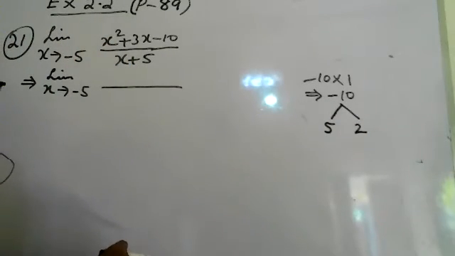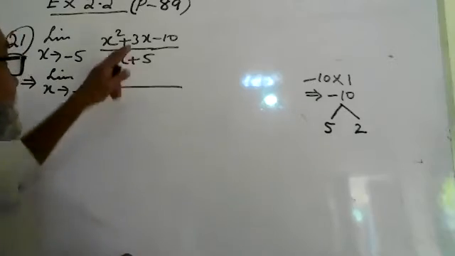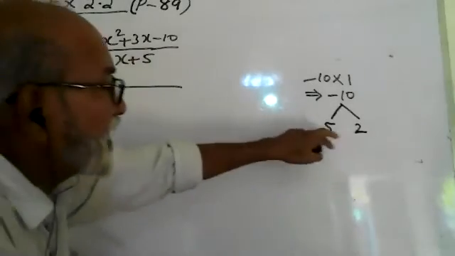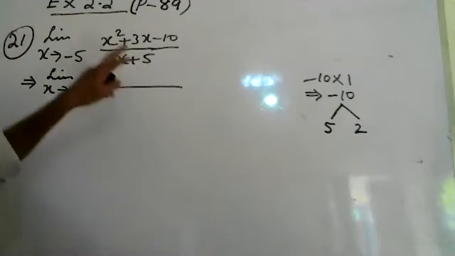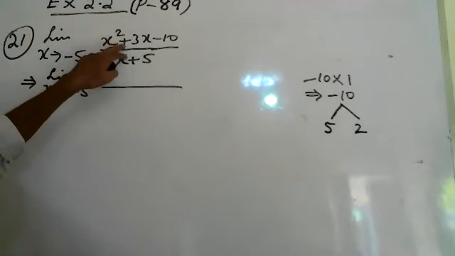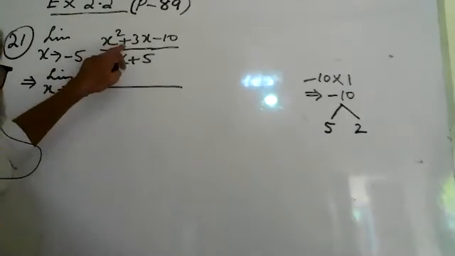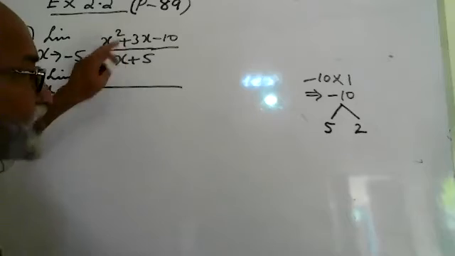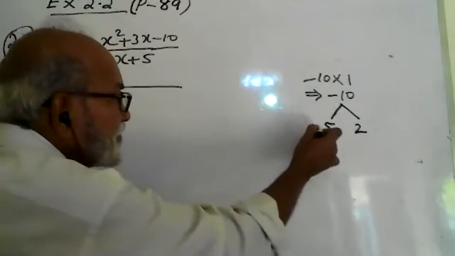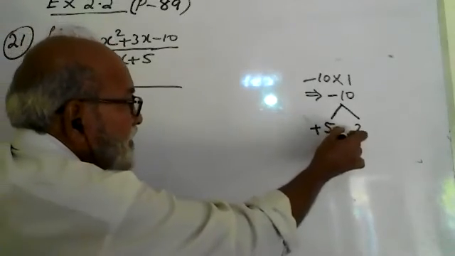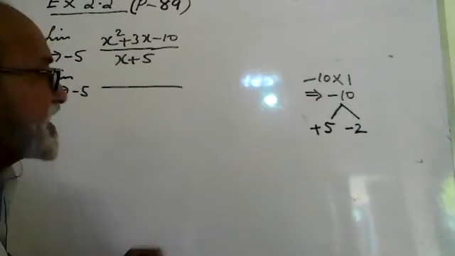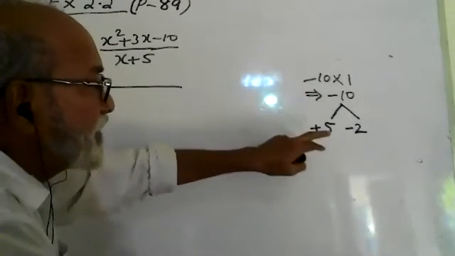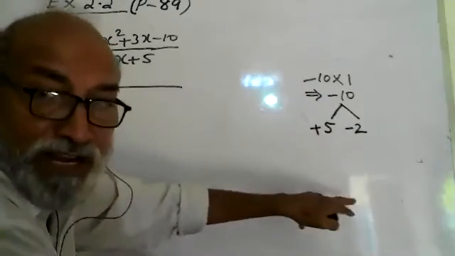The difference of 5 and 2 is 3, and the product of 5 and 2 is 10. So the difference is positive 3. Here the middle number is positive 3. So the larger number will be positive and the smaller number will be the opposite sign. If we are taking the difference, one number should be positive and one number should be negative.